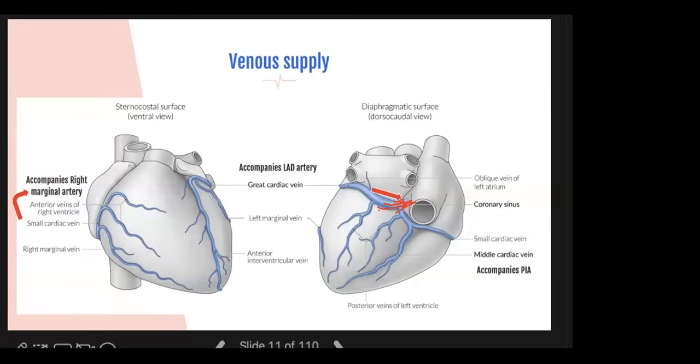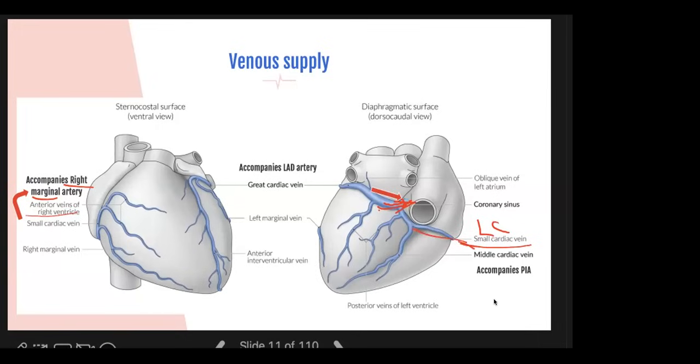Can I ask what the small cardiac vein accompanies? The small cardiac vein accompanies the right marginal. No, actually, these are the anterior veins of the right ventricle. Essentially, the small cardiac vein accompanies the left circumflex. You know, this left circumflex artery? That's what it follows right there. Perfect, thank you.